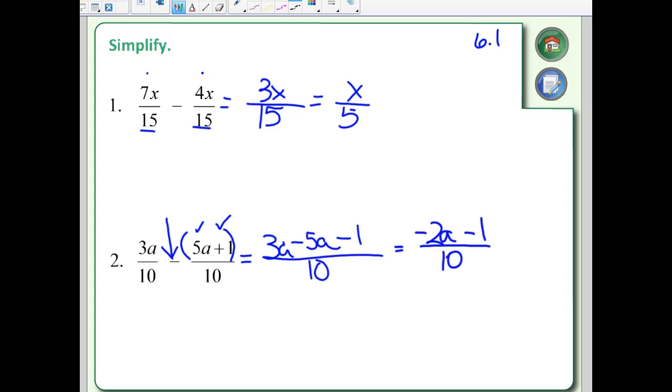When I look at that answer there, are we done? How do you know if you're done? Well, if I look at the numerator, do I have any more like terms to combine? No. Do I have a GCF? No. So therefore, I am finished with that problem.